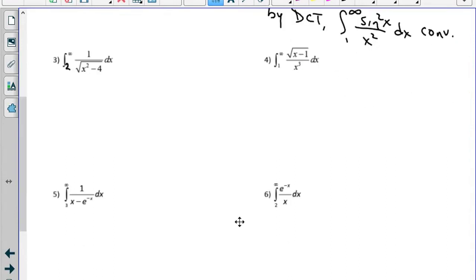In problem 3, the integral from 2 to infinity of 1 over root x squared minus 4 dx. Note that x squared minus 4 is always less than or equal to x squared. And that's true for any number, but especially for x greater than or equal to 2.